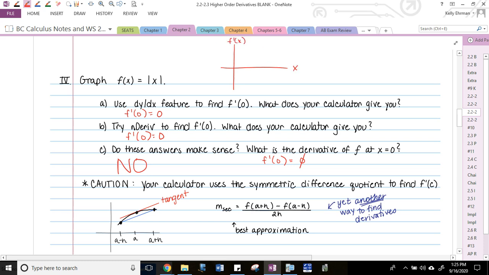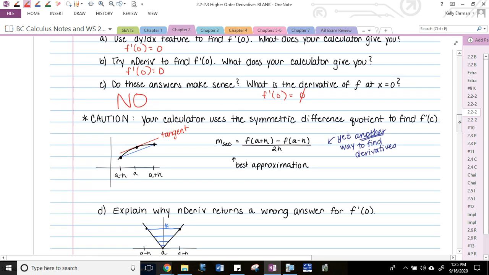Think about the graph, the derivative graph for f prime of x. At x equals 0, to the left of x equals 0, the slopes were negative 1. To the right of x equals 0, the slope is 1. There's a jump in that graph. At 0, the slope is neither 1 nor negative 1, so there is no derivative at x equals 0. Why is our calculator getting it wrong?